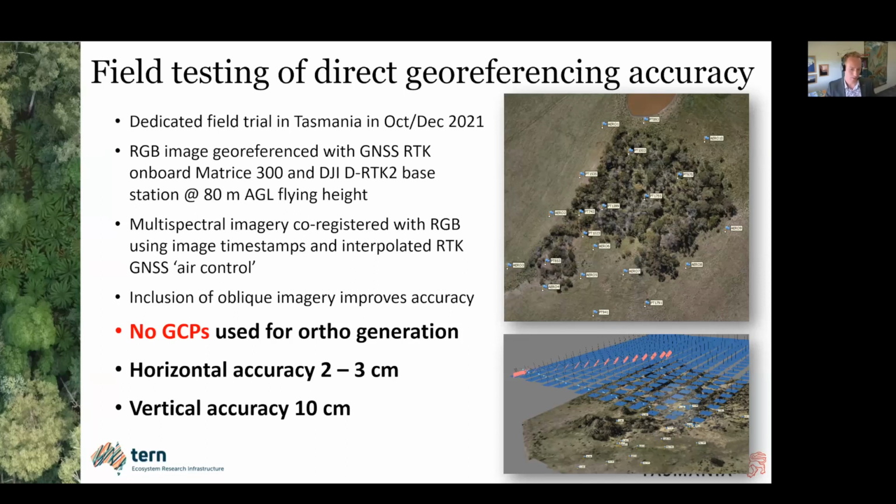We achieved a horizontal accuracy of 2 to 3 centimeters of the orthomosaic and a vertical accuracy of 10 centimeters, which is really quite remarkable because it really allows us to collect drone data without the need to put out that really time-consuming ground control. And that really speeds up the operational process of data collection and would allow a field mapping team, for example, to take a drone kit as part of their field kit.